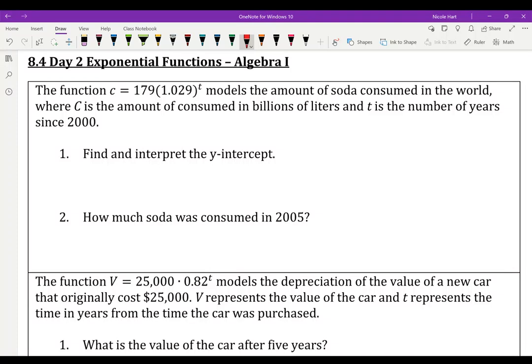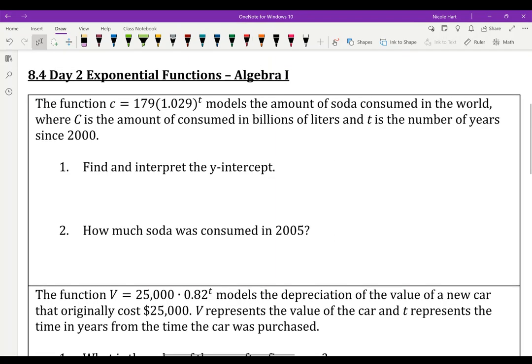Welcome back, everybody. We are talking about exponential functions again. This time we are going to be looking at some word problems that have exponential functions involved and try to figure out what the function is representing and how to solve for pieces of information.